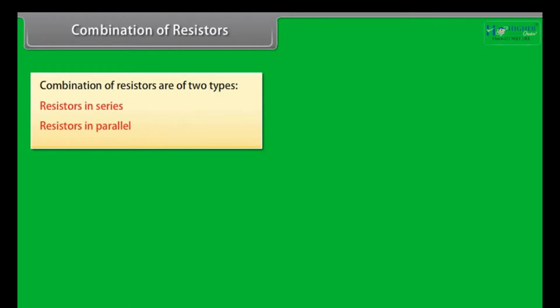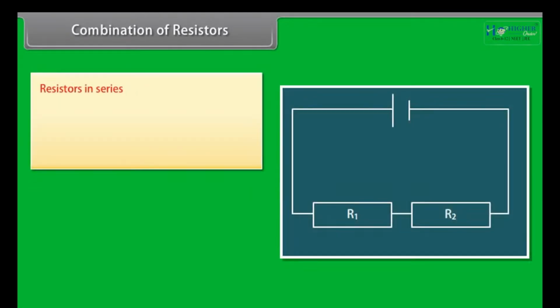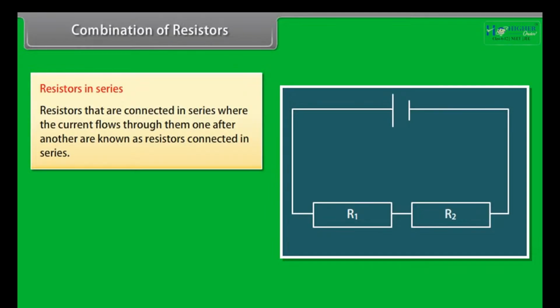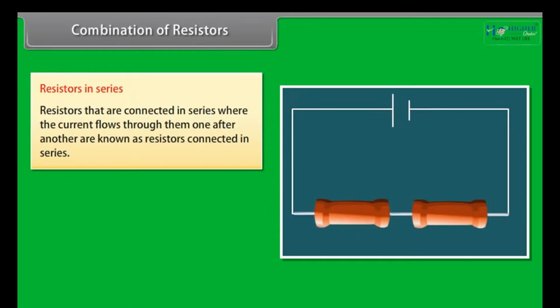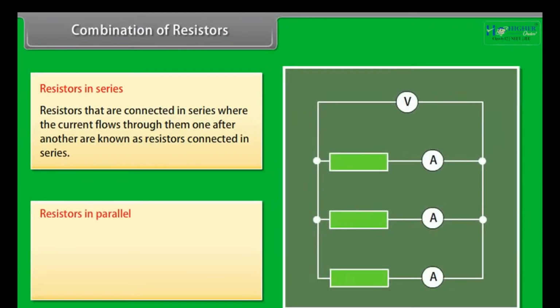Combination of resistors. Combination of resistors are of 2 types. They are resistors in series and resistors in parallel. Resistors in series. Resistors that are connected in series, where the current flows through them, one after another, are known as resistors in series. Here, the current depends on the applied voltage, the number of components, and the nature of components in the circuit.